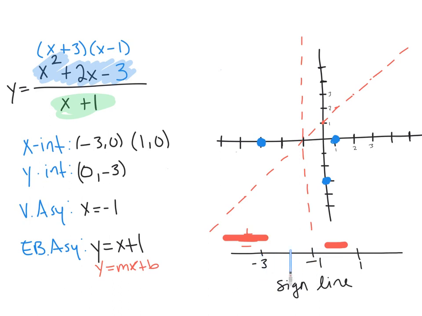Now, let's look at between -3 and -1. Let's shoot -2. Sounds good. So going back up here, -2 plus 3, that's going to be a positive. -2 minus 1, that's going to be a negative. So on top, I have a positive times a negative, which is a negative on top. And then on bottom, what have I got going on? Negative 2 plus 1, that's going to be a negative on the bottom. So guys, negative on top, negative on bottom. When I plug in negative 2, negative divided by a negative gets me a positive.